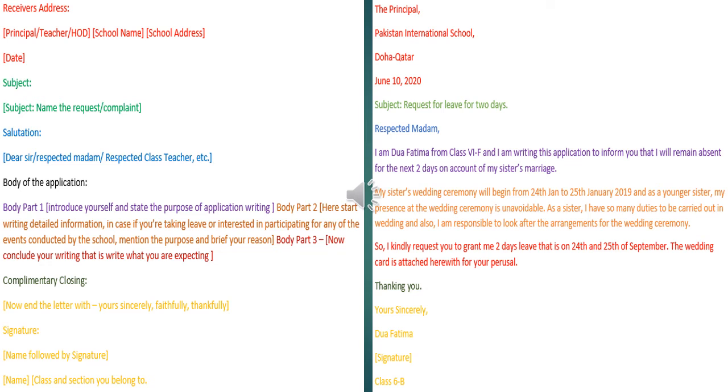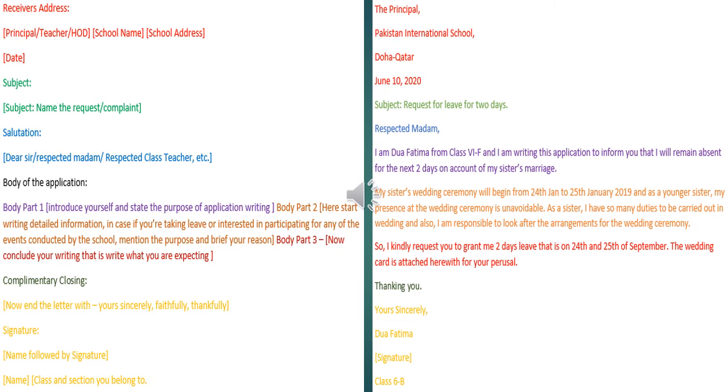4. Body of the application. Basically, the body of the application is divided into 3 parts. Body Part 1. Introduce yourself and the purpose of writing this application. Body Part 2. Now explain the reason in detail. Body Part 3. Conclude the application. This section must say what you're expecting or the solution.